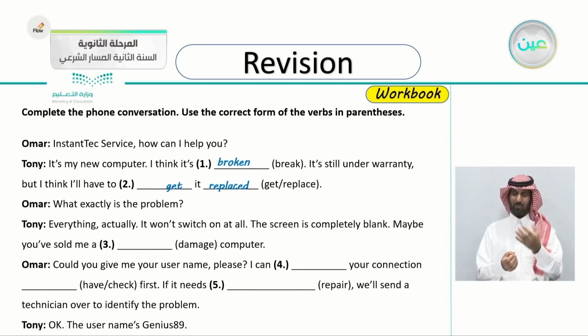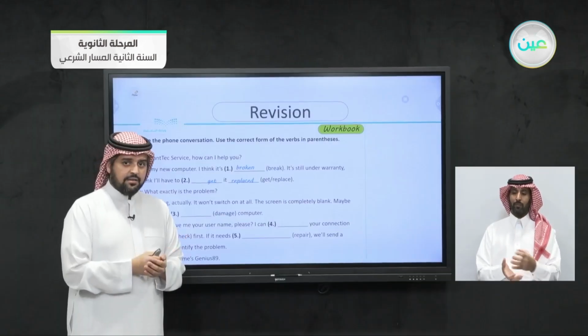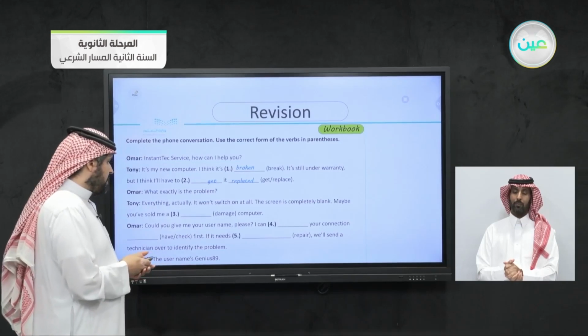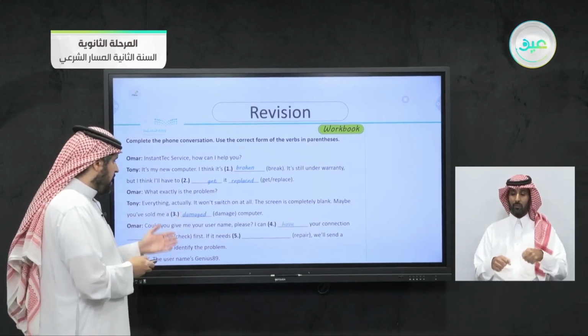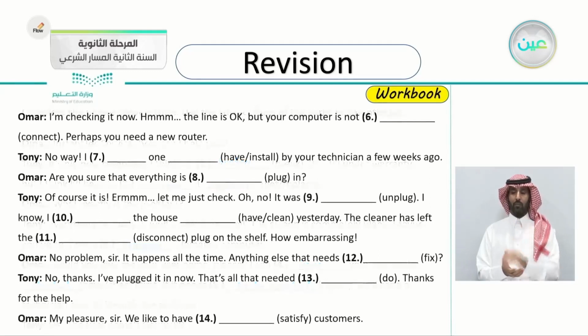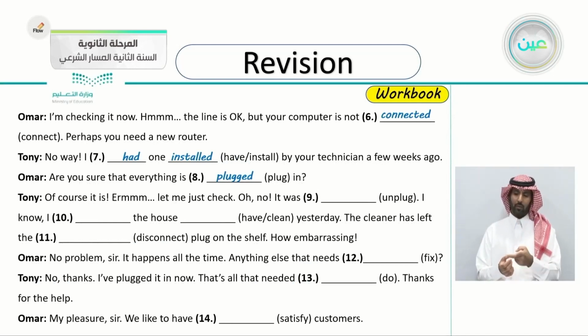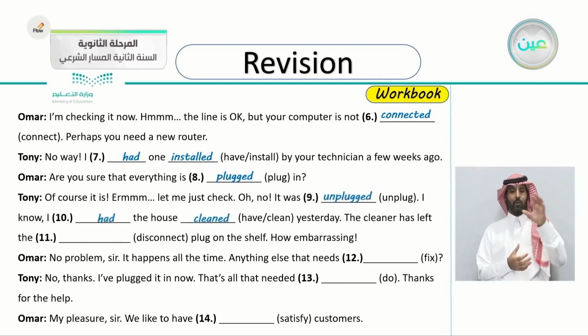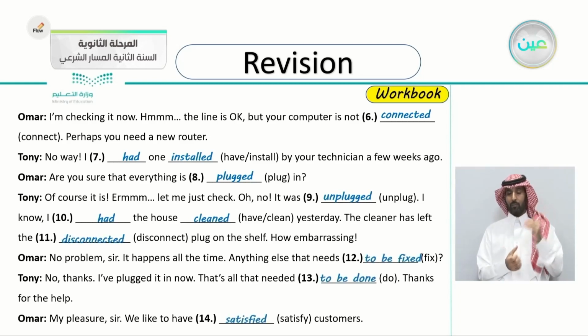The screen is completely blank. Maybe you've sold me a damaged computer. How can we turn damage into an adjective? Yes, he said damaged computer. And you can continue answering all of these by yourselves, even these. Continue answering them, but focus on how to turn a verb into an adjective. Some of these are the same as the past participle. So continue using the past participle as an adjective.